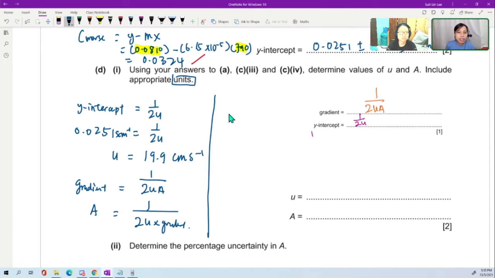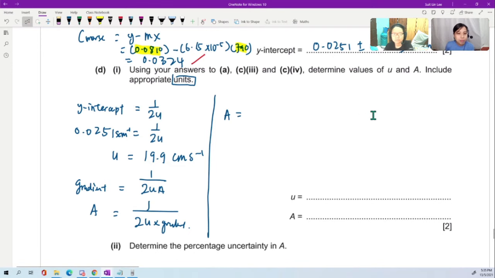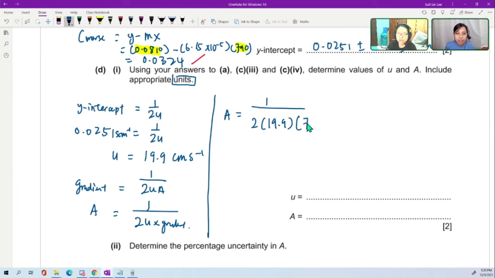Just do some working. I think we can delete the little box at the side now. Bye-bye. There we go. Plug in your U and gradient. Gradient of the best fit line, okay? Using the best fit line, yes, correct. You use the best fit line for both values. So if you press the calculator correctly, you should get a value of about 337. And what unit is this?